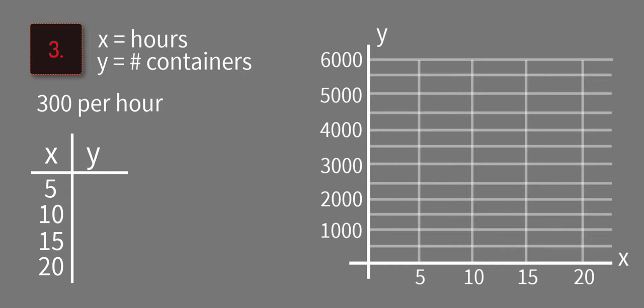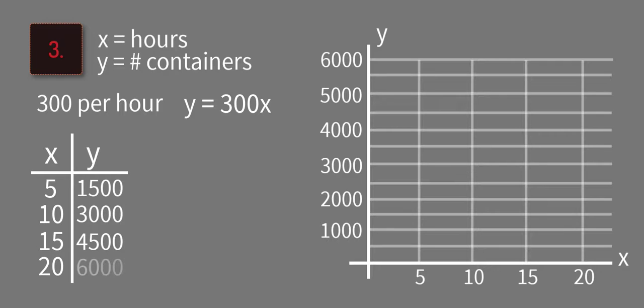So you can write this out, but essentially we're just multiplying each x value by 300. So 5 times 300 equals 1,500. 10 times 300 equals 3,000. 15 times 300, if you'll notice, that's just going to be 1,500 more because we're looking at 5 more hours than 10, and 5 times the 300 is 1,500. So this is going to be 4,500. Then add 1,500 more for another 5 hours, which is going to be 6,000.